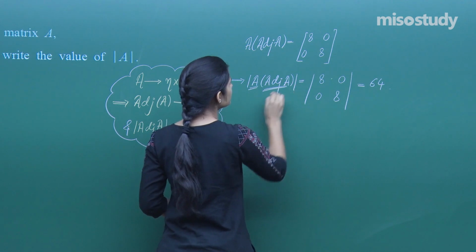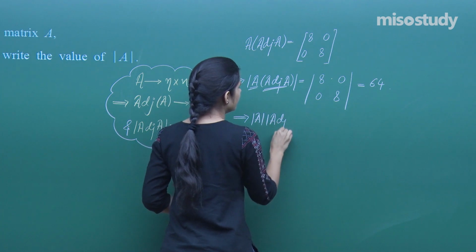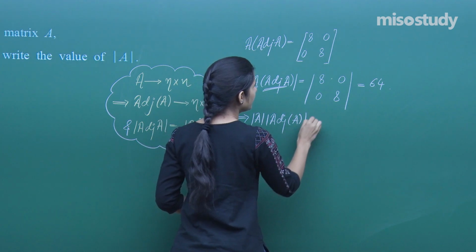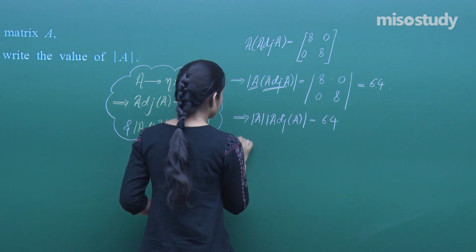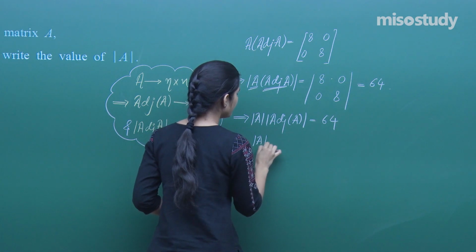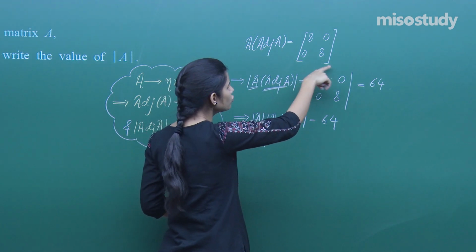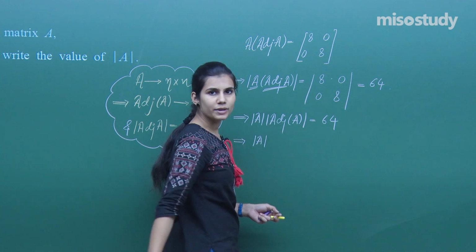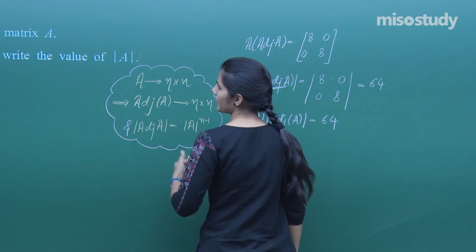Now, determinant of A into B is determinant of A into determinant of B. This is one matrix, this is one matrix. This is determinant of A into determinant of adjoint of A. This is equal to 64. This is determinant of A. What is determinant of adjoint of A? A is a square matrix of order 2. Basically, if this is coming out to be 2 cross 2 matrix, clearly this is 2 cross 2, this is 2 cross 2, right? That is what is given to me.